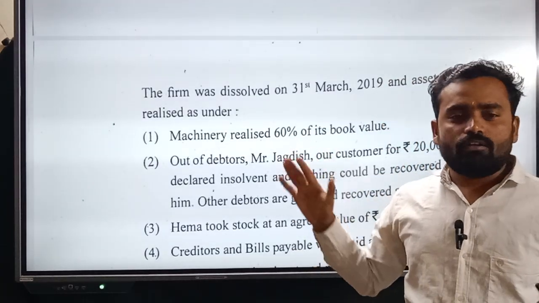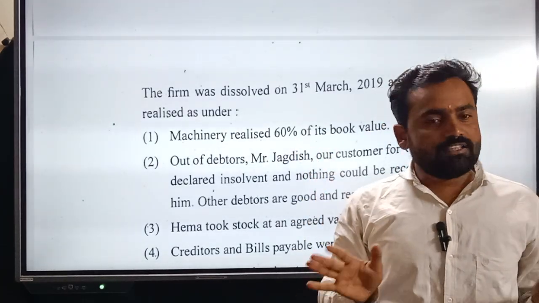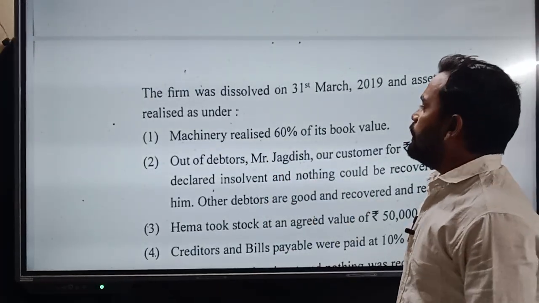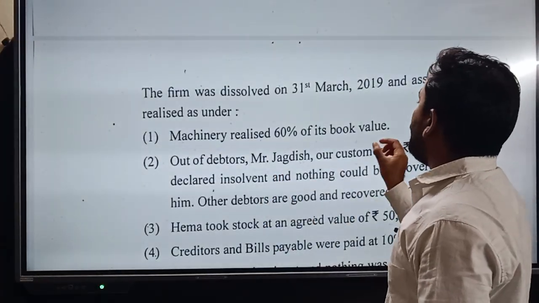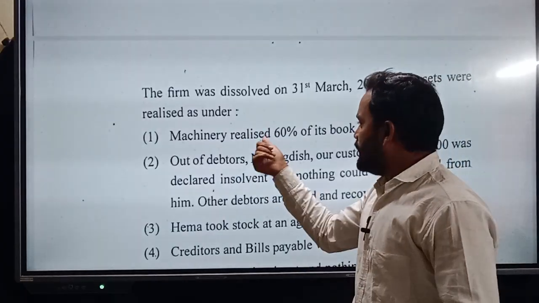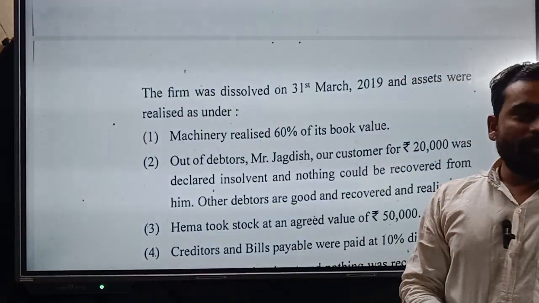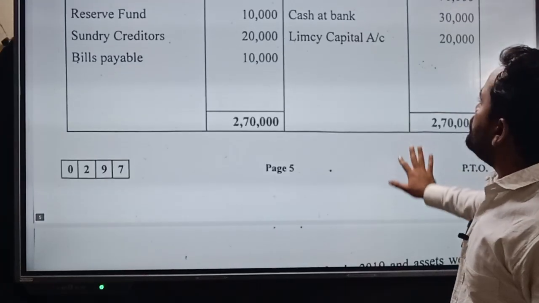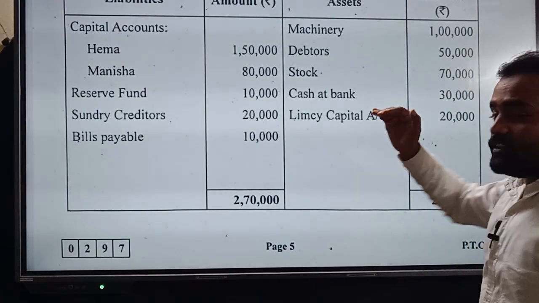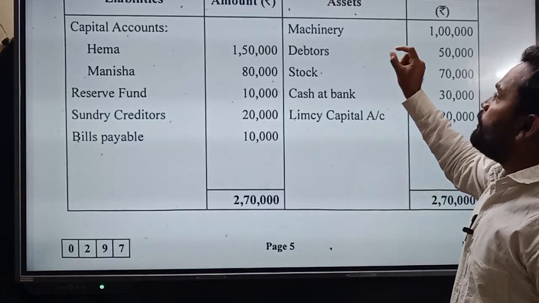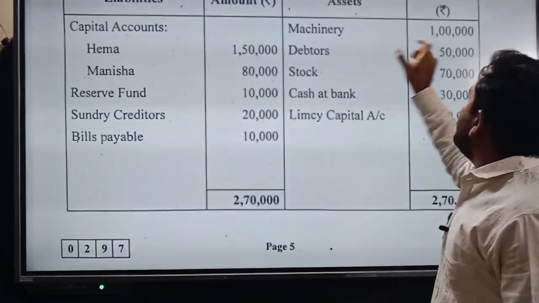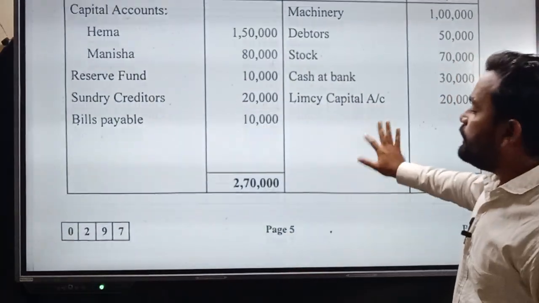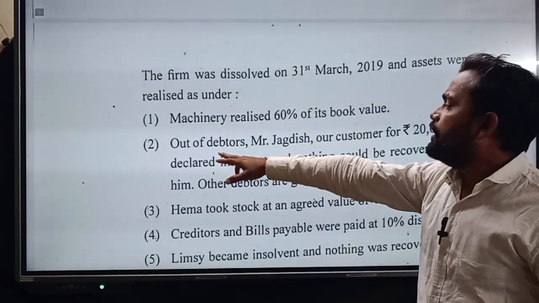The firm is dissolved, which means winding up, closing down the firm. First adjustment: machinery realized 60% of its book value. Machinery is worth 1 lakh, so if the machinery is sold, 60,000 comes into the business. Understood? Yes. Next, adjustment number 2.